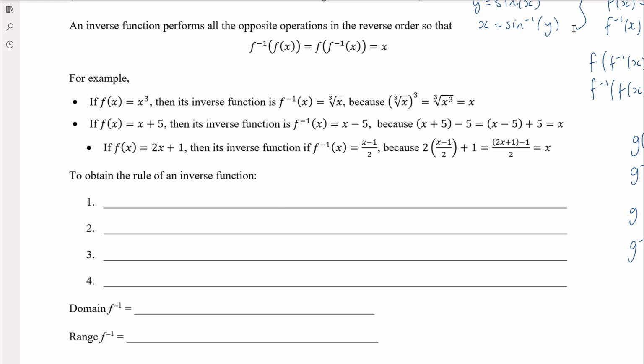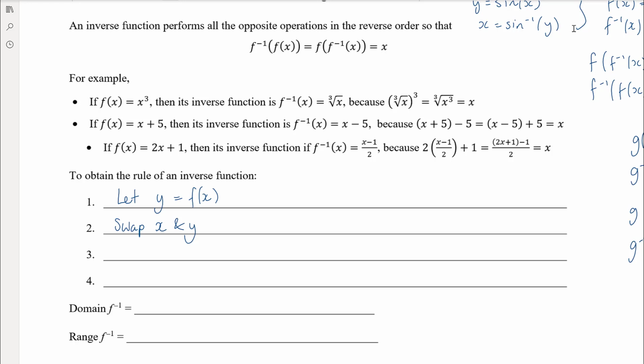So the key ones, the first one's probably a little bit trivial and it'll depend on the format that your function is given. But we're probably going to introduce y into the problem. We're going to let y equal f of x. Then in step 2, we're going to swap x and y to find our inverse function.